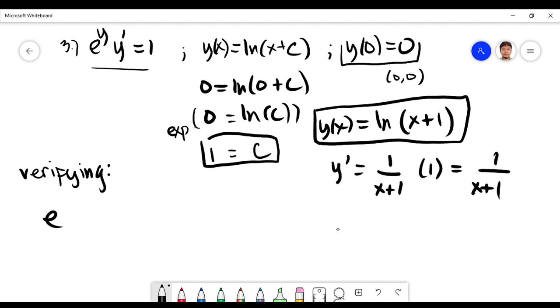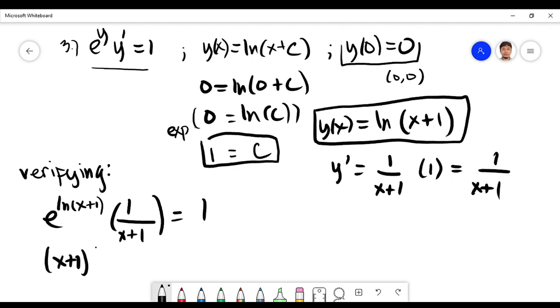So substituting it back into our differential equation, we have e raised to the value of y, which is ln of x plus 1, times the value of our y prime, which is 1 over x plus 1, equals 1. e raised to ln of x plus 1 is just equal to x plus 1. So x plus 1 times 1 over x plus 1 equals 1.